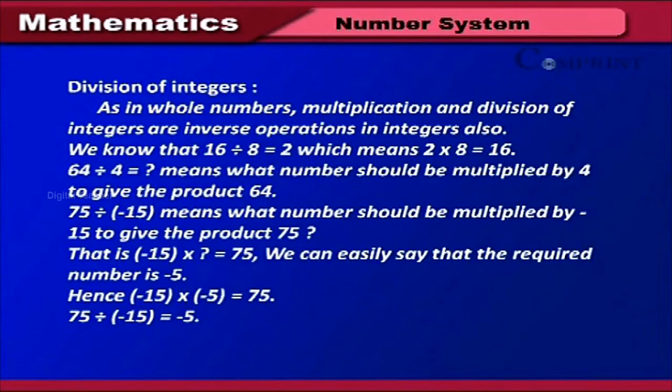75 divided by minus 15 means what number should be multiplied by minus 15 to give the product 75? That is, minus 15 into how much is equal to 75? We can easily say that the required number is minus 5. Hence, minus 15 into minus 5 is equal to 75. Therefore, 75 divided by minus 15 is equal to minus 5.